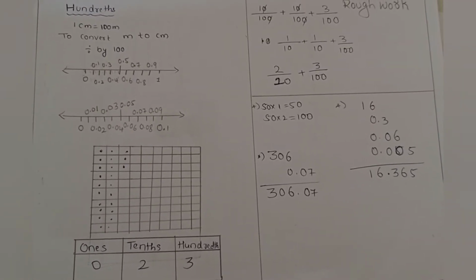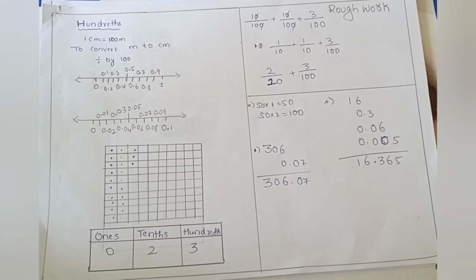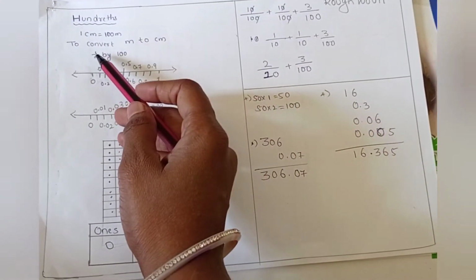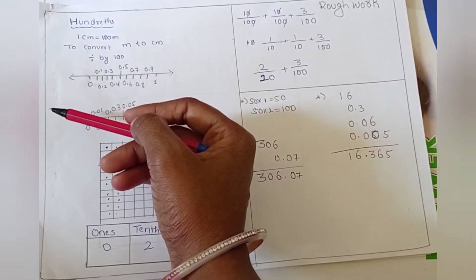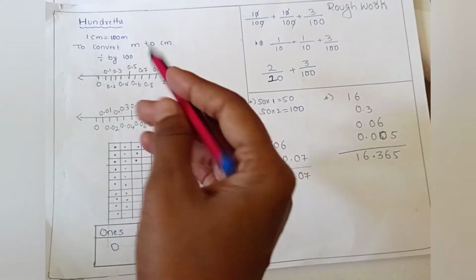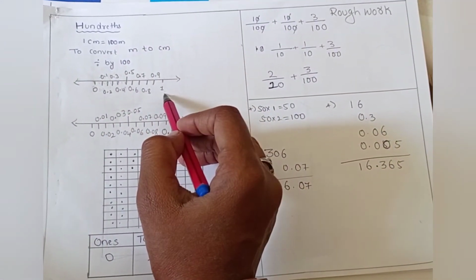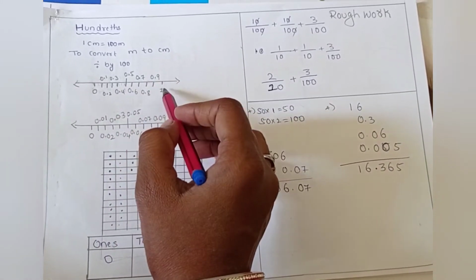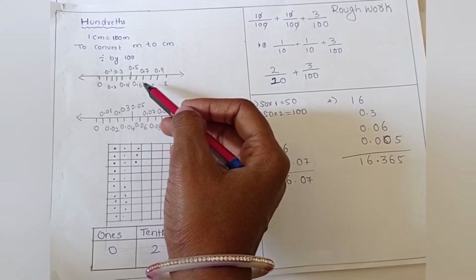So children, today we are going to learn a new concept, hundredth. So children, 1 centimeter is equal to 100 meter. To convert meter to centimeter, we'll divide by 100. Okay? So children, as we learned before, see, 1 centimeter is nothing but from here to here. Right? In between 0 and 1, how many lines will be there? 9 lines, including this 10, right? So what is the place value of 10 lines?